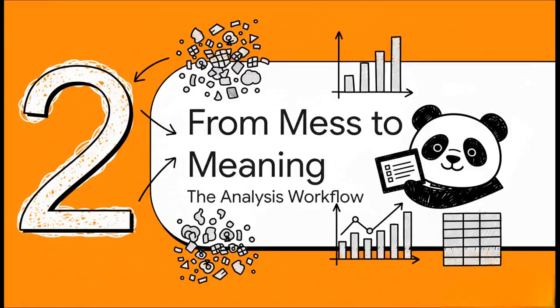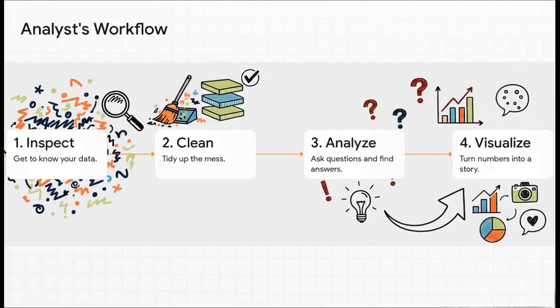The journey from just having a bunch of information to actually finding some meaning in it. So how does that actually work? Well, it usually follows these four steps. First, we're going to inspect the data, just to see what we're working with. Then we have to clean it up. After that, we get to the good stuff. We analyze it, ask some questions, and finally, we visualize it to help tell the story.